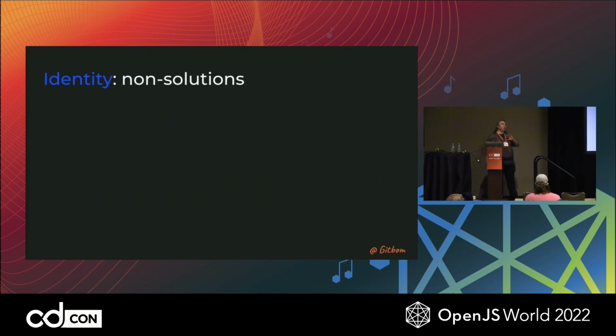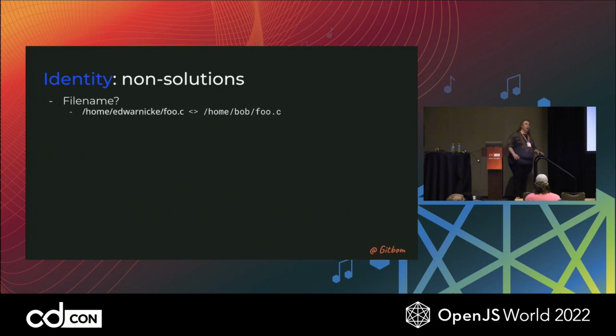So it turns out there's a large number of non-solutions to this problem that have been explored. I will mention a few of them. This is not an exhaustive list. Right? So the first one is file name. We all use file names every day. They're a fantastic way to find things. They locate things in your file system. But they actually don't tell you anything about the identity of the thing.